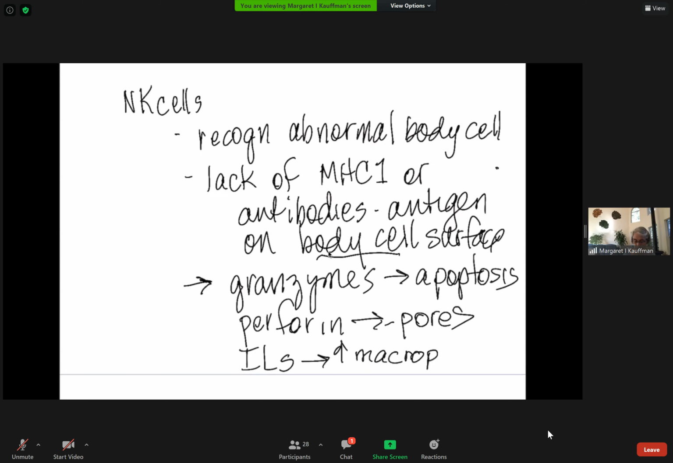So once you kill the cell, remember these are one of your body cells, you want to eliminate whatever viruses may be inside that body cell, or if it's a cancer cell, you want to eliminate the cell altogether and munch it with phagocytosis. Okay, so these natural killer cells are our first introduction to MHC1.